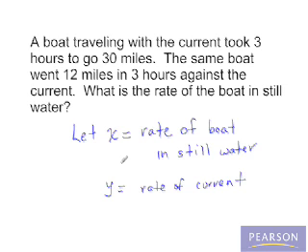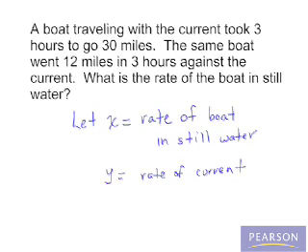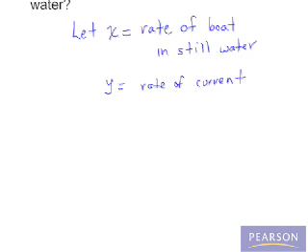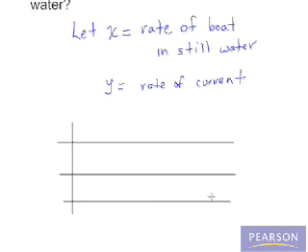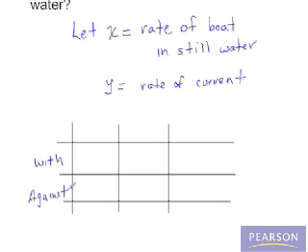And we're going to set up a chart to help us organize a lot of the information that we're given within the problem. We're going to set up a distance equals rate times time chart. So let's construct a chart. The two rows, let's label those rows traveling with the current and traveling against the current. So we'll let our first row be with the current and our second row be against the current.